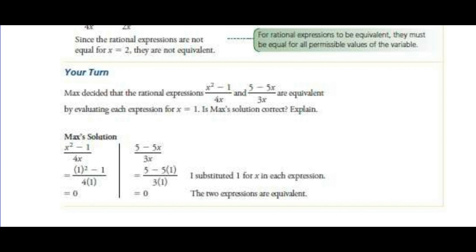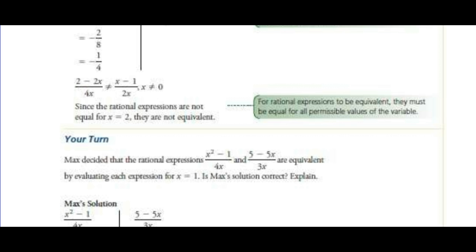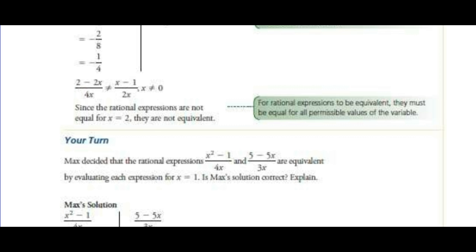Max decided that the rational expressions are equivalent by evaluating each expression for x equals 1. So another way to try and figure out if things are equivalent is to just put in a value and say, do I get the same number? Okay, so Max tried that and he put in 1. So we get 1 minus 1 is 0 divided by 4. What's 0 divided by 4? 0, right? 0 divided by anything is 0.